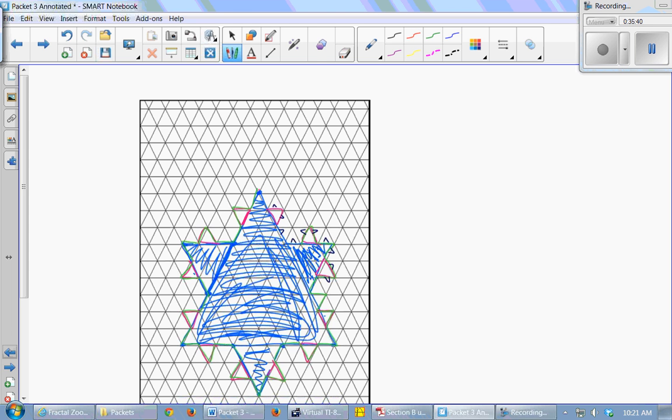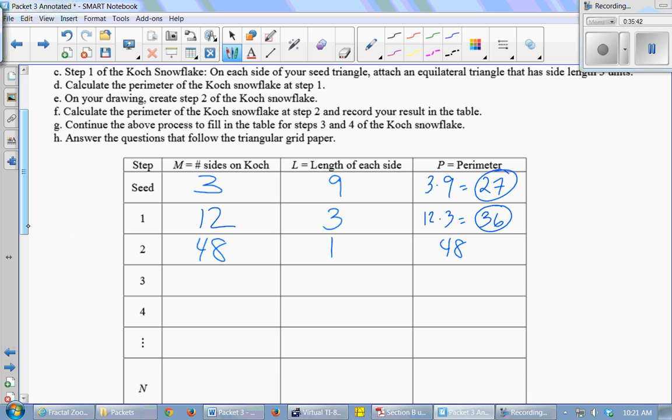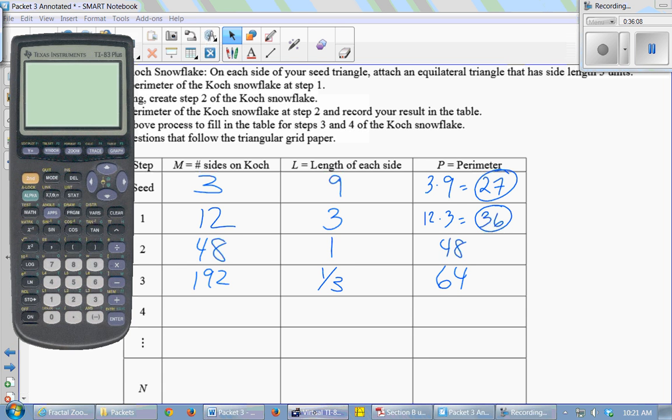192. And each side is going to be a third of 1, right? Because we took 1, we broke it into thirds, and we put the triangle on the middle third, so it was 1/3. And 192 times 1/3, what is that? 64. Oh, then you must have rounded something. 1 divided by 3 times. So 1/3 is the exact value.